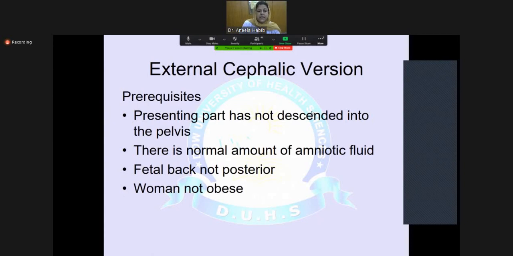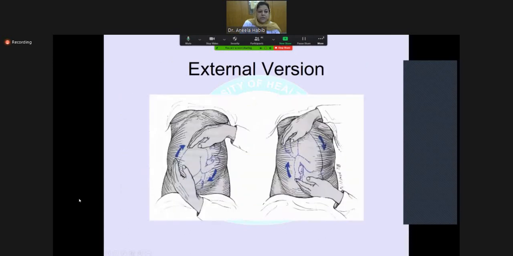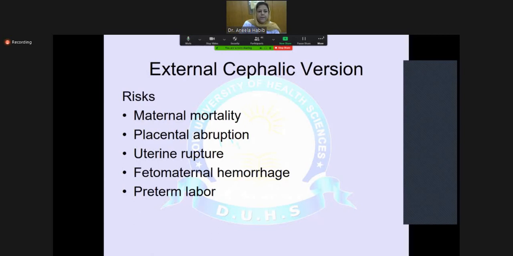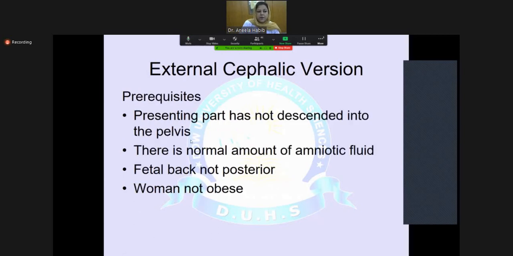The presenting part has not descended into the pelvis. If the presenting part has gone down to that level of the pelvis, then it is very difficult to rotate the baby. So the presenting part should be above the brim. Then you can hold the presenting part and rotate the baby. And there should be a normal amount of amniotic fluid, because in fluid the baby can move. If the baby is already hugged up against the uterus, it would be very difficult to move it, and that should also be done by an expert.